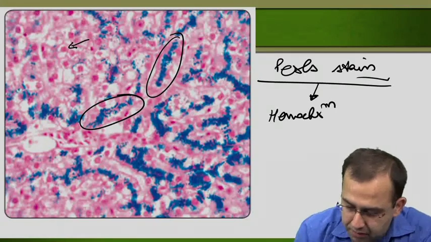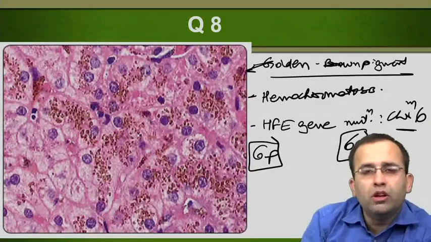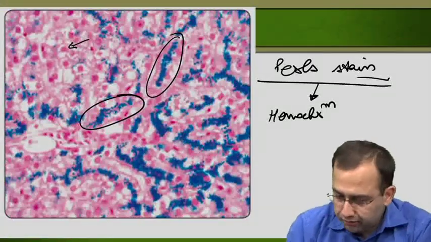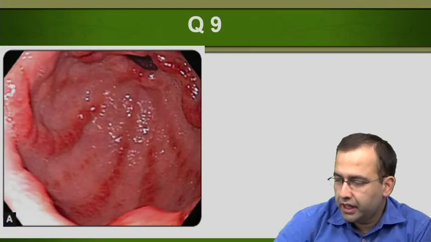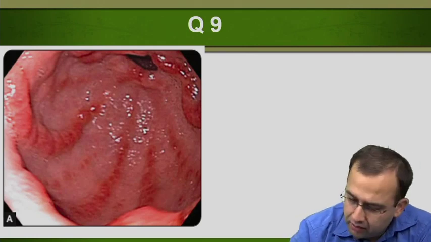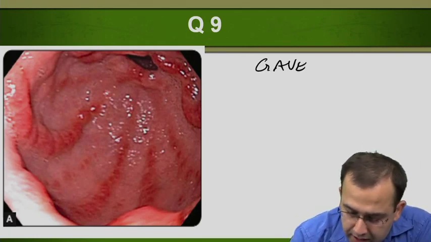This is the same slide. In this one, the golden brown pigment has been identified by Prussian blue staining. Next, question number 9, diagnosis. This is a spotter, and I guess everybody to be right in this. Perfect. I have numerous right answers.